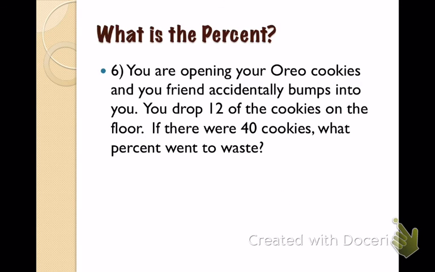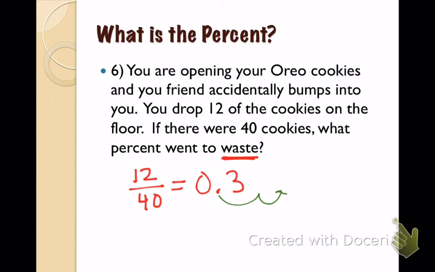All right, last one. We're almost there. You're opening Oreo cookies, and your friend accidentally bumps into you, and you drop 12 of your cookies on the floor. You had 40 cookies in the bag, so if there were 40 cookies, what percent went to waste? So you lost 12 out of your 40 cookies. So now we're going to go ahead and divide this out to see what percent we get. After we divide these, we got 0.3. Move our decimal twice to the right. We're going to drop in that 0. So we end up getting 30% of the cookies were wasted.